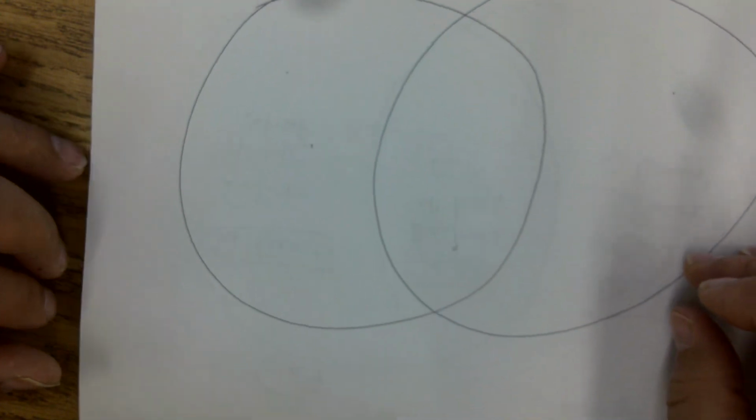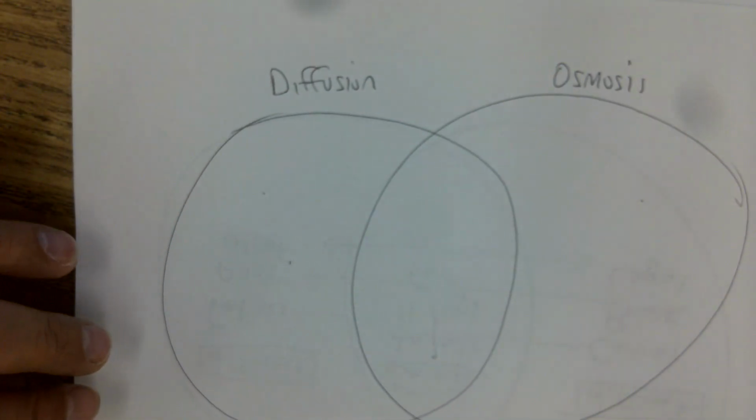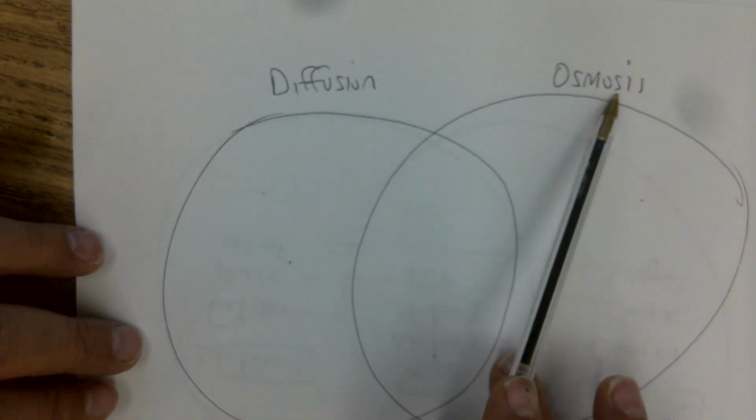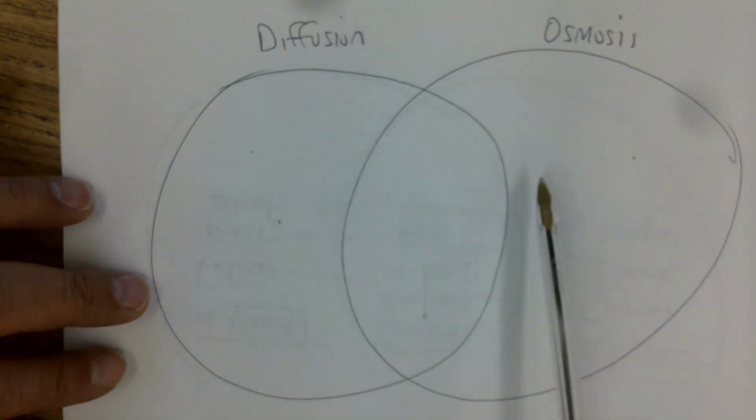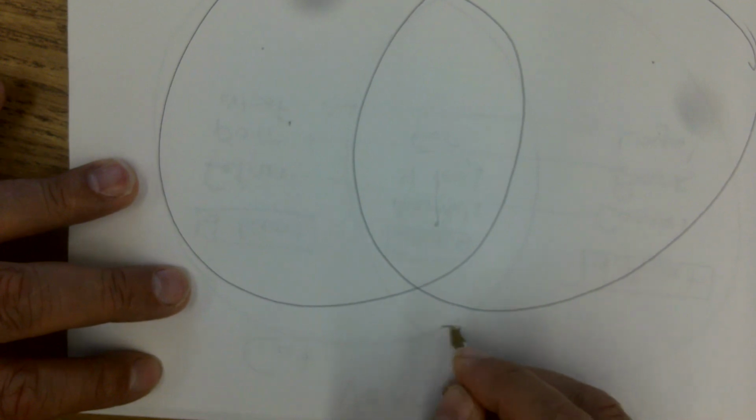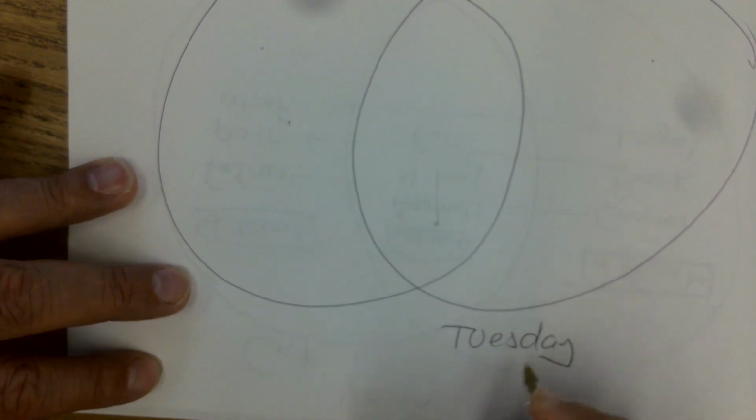So that's what I want you to do: create a Venn diagram. If I can find one on diffusion or osmosis, or passive transport, active transport, maybe even facilitated diffusion and osmosis, whatever it is. Create this, have it in class on Tuesday, and we will discuss.